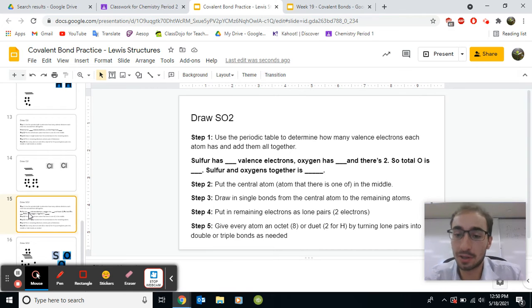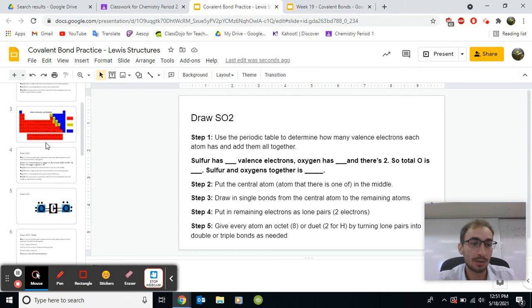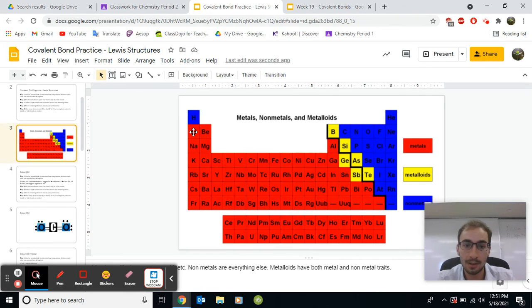Next, I did want to go over the toughest one. Please pause the video now and try to do sulfur dioxide yourself. Okay, so remember, step 1, use the periodic table to determine how many valence electrons each atom has and add them up. So we're going to look for sulfur and oxygen. Remember, the column determines how many valence electrons. Let's start on this side. This column has 8, this column has 7, then this column has 6. So O and S are in the same column, they both have 6.